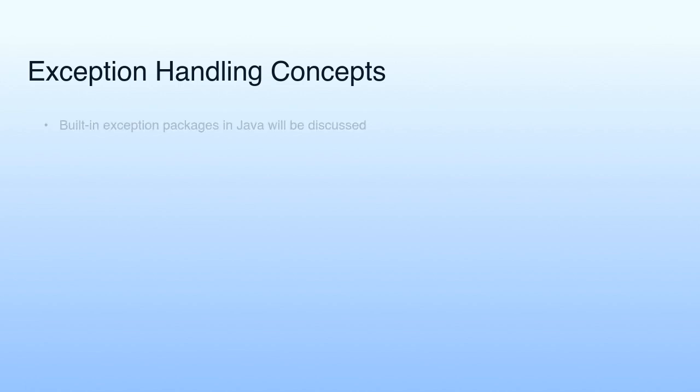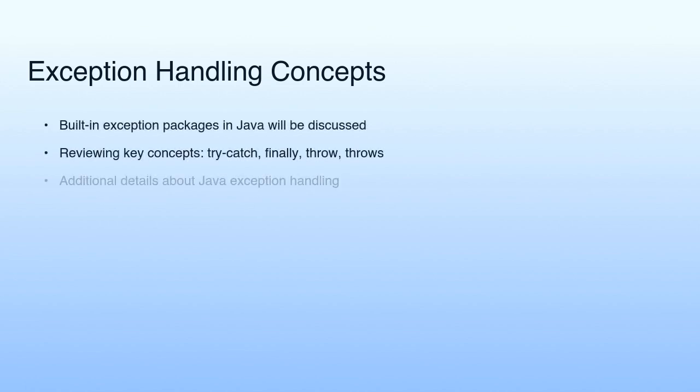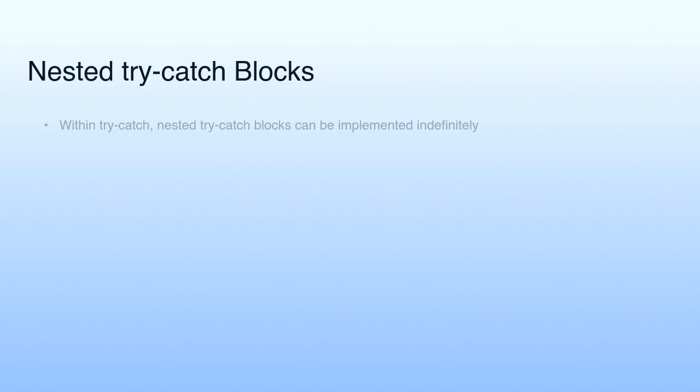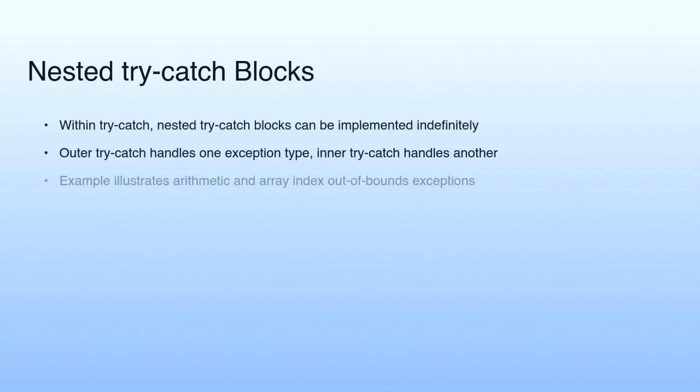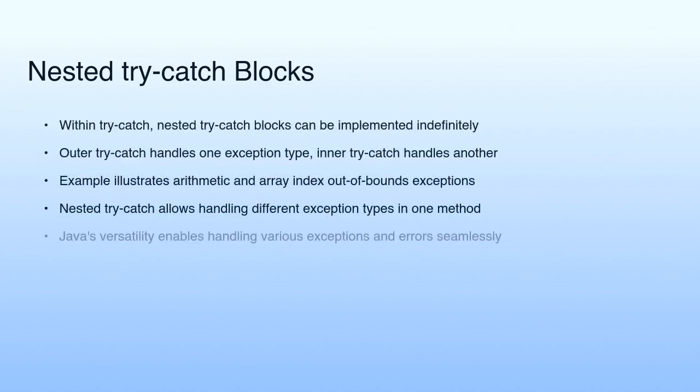In this section, we explore the built-in exception handling packages in Java, review key concepts like try-catch, finally, throw, and throws, and delve into additional details about Java exception handling. We then examine nested try-catch blocks, which allow handling different exception types within a single method by implementing indefinite levels of nested try-catch blocks, where the outer block handles one exception type and the inner block handles another.